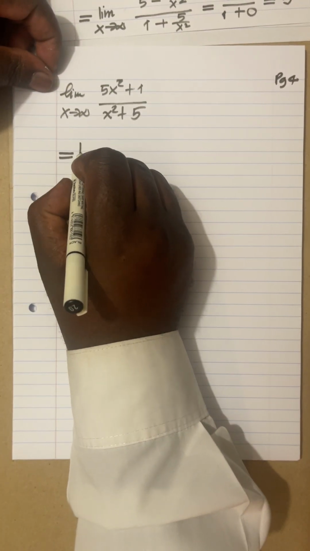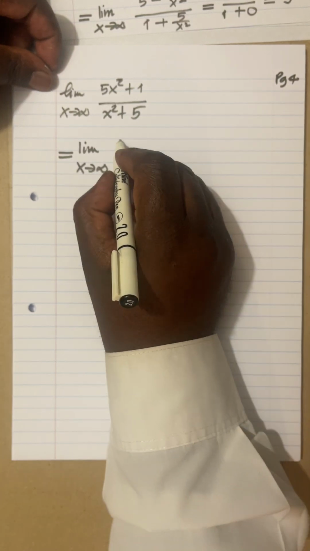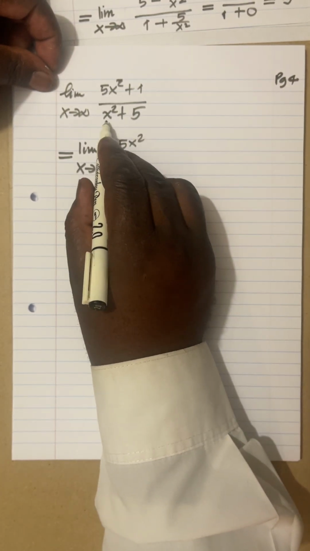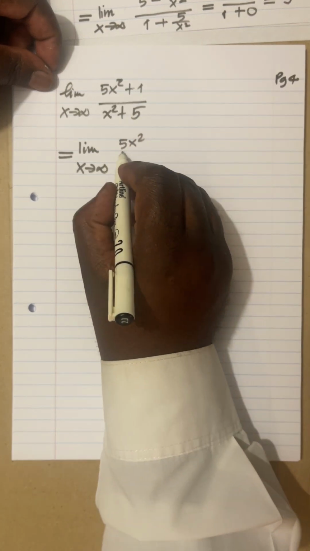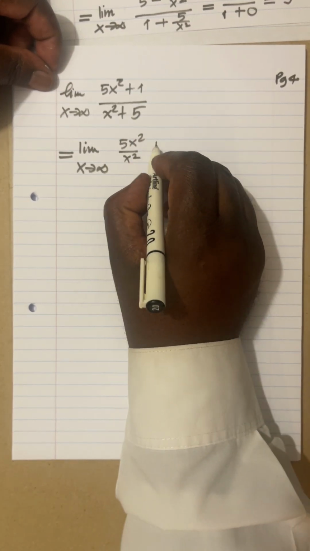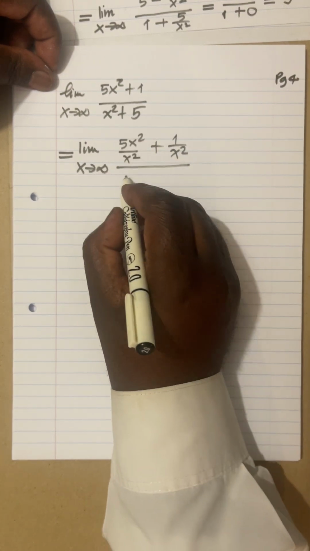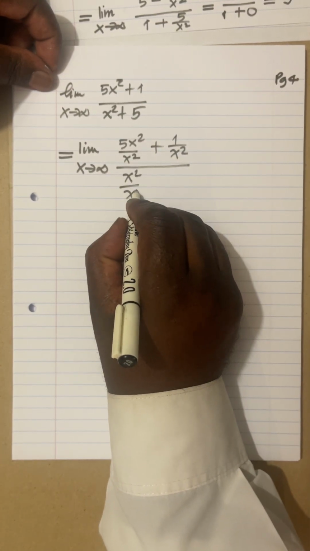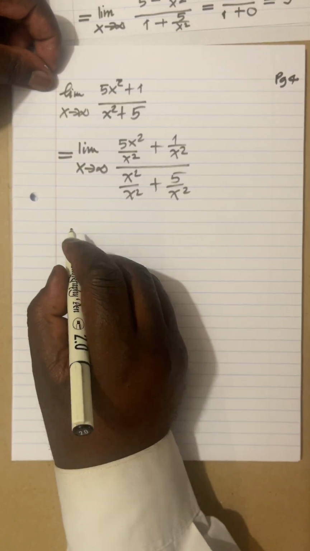So let's carry on. This is going to be equal to the limit as x approaches infinity of 5x squared all over x squared. We're taking the x squared in the denominator. Remember that. All over x squared. And then we have 1 plus 1 all over x squared. We're saying all over down here, x squared divided by x squared plus 5 divided by x squared. And then we simplify this.